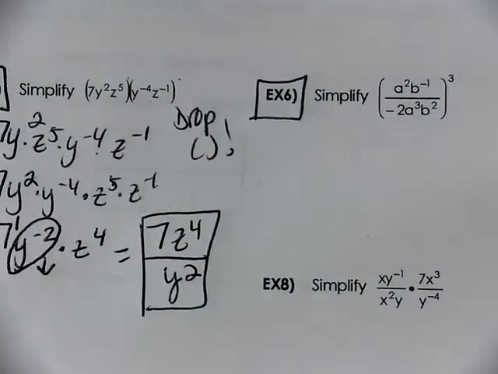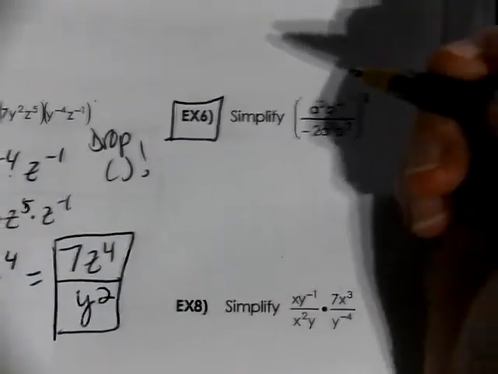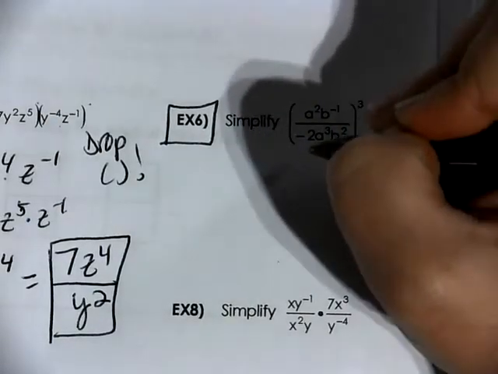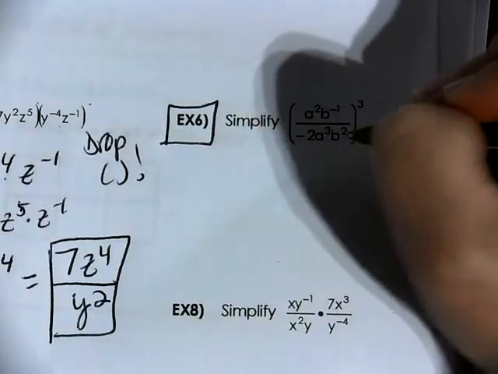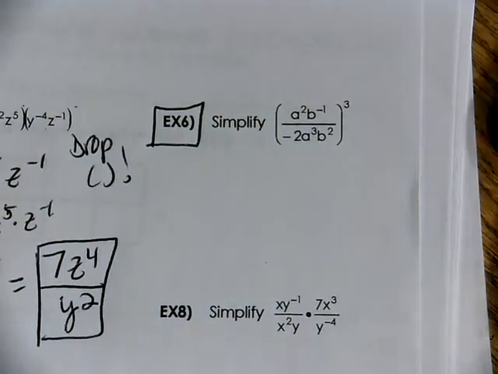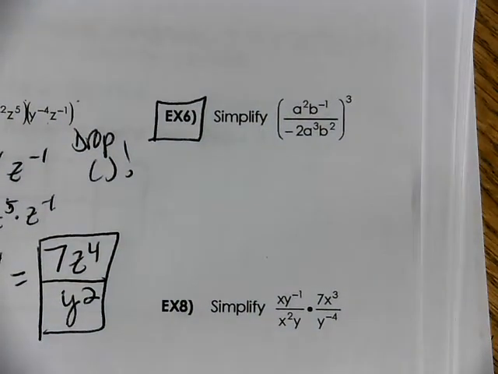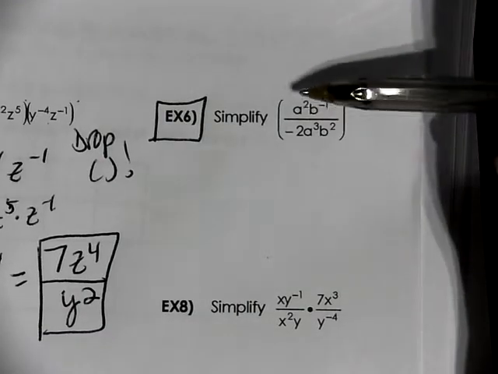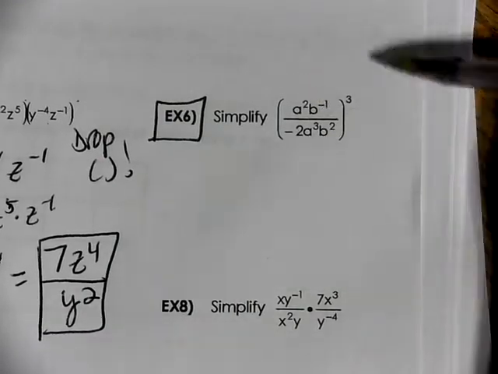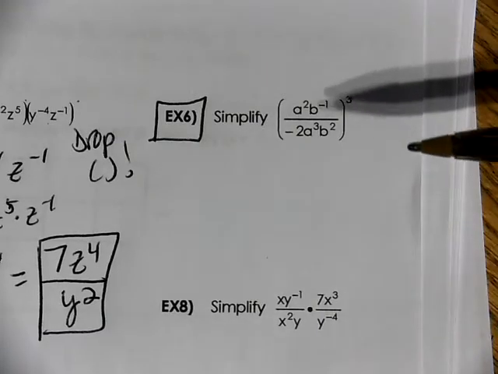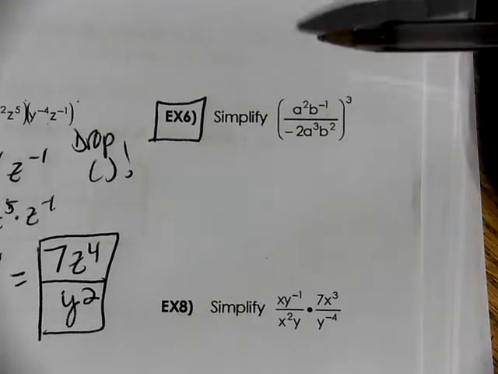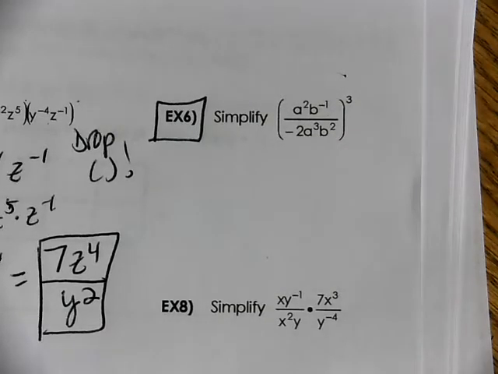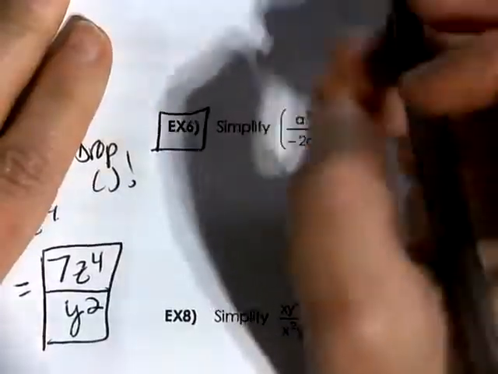And finally, I'm going to go ahead and do example number 6. For example number 6, I have a squared times b to the negative 1st all over negative 2, a to the 3rd, b to the 2nd power. And what I'm going to do to start this problem is, instead of distributing the 3 to start, I'm going to simplify what's going on inside, and then I'm going to distribute the 3. So that's one approach. You could distribute the 3 to every exponent first, and then keep going. It just depends on what you want to do.